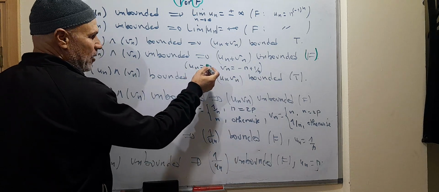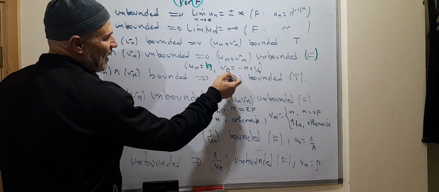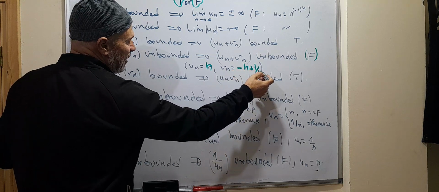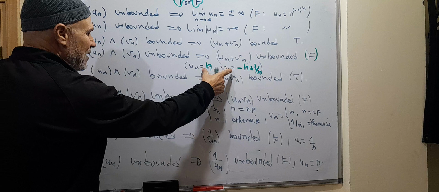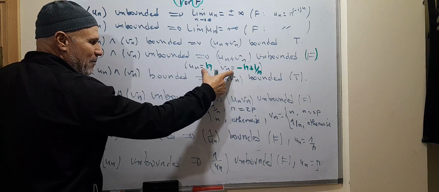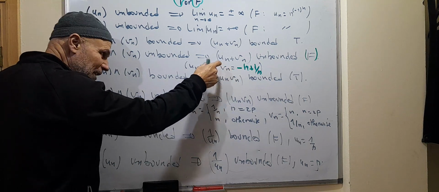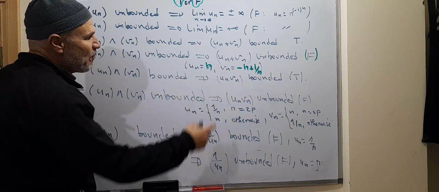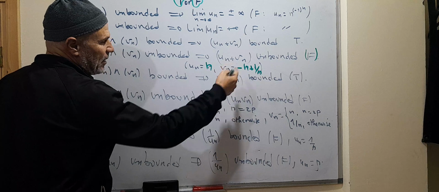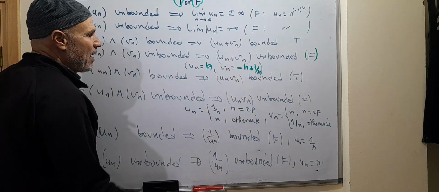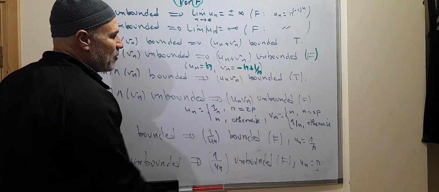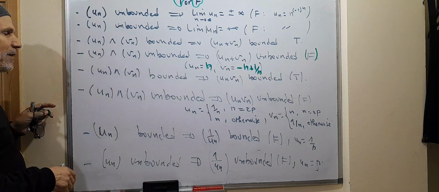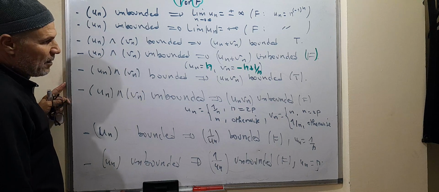If we take un is equal to n and vn is equal to minus n plus 1 over n, both of them are unbounded. But if we take the sum, since they are of different signs, n and minus n cancel each other, and we get un plus vn, which is equal to 1 over n. It is bounded. This statement is false.